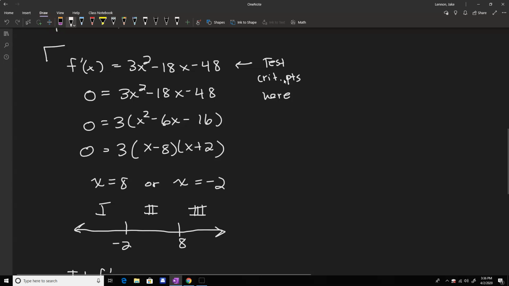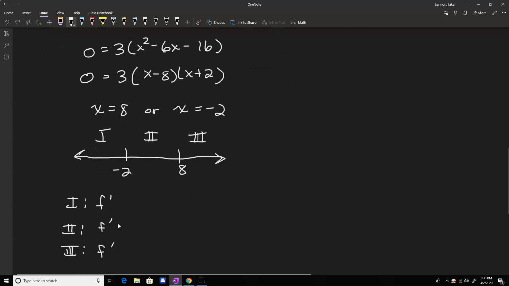So if you plug 0 into that function, you would get negative 48. So we know that this would be less than 0. We could include the sample points, f prime of 0 is minus 48. And then for the other regions, let's check by plugging in a point. So region 1, maybe we plug in negative 3. And if you plug negative 3 into the derivative, what do you get?